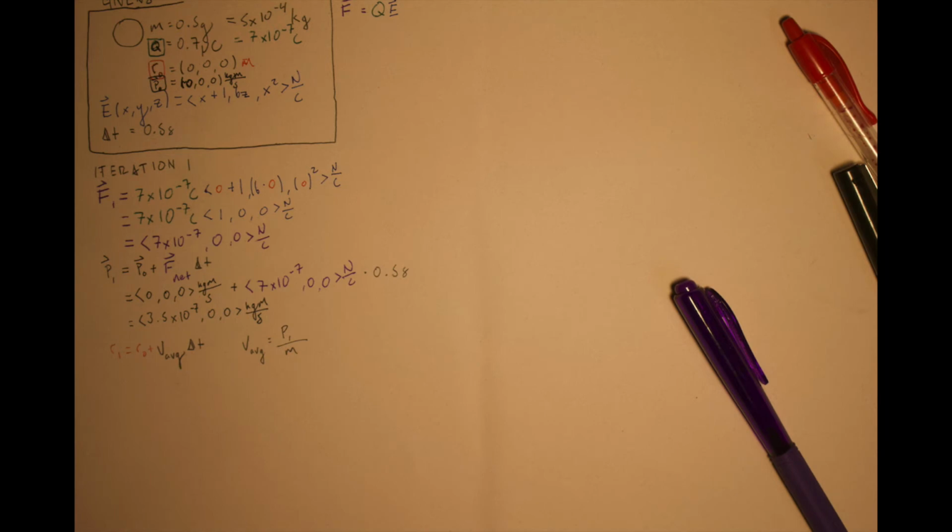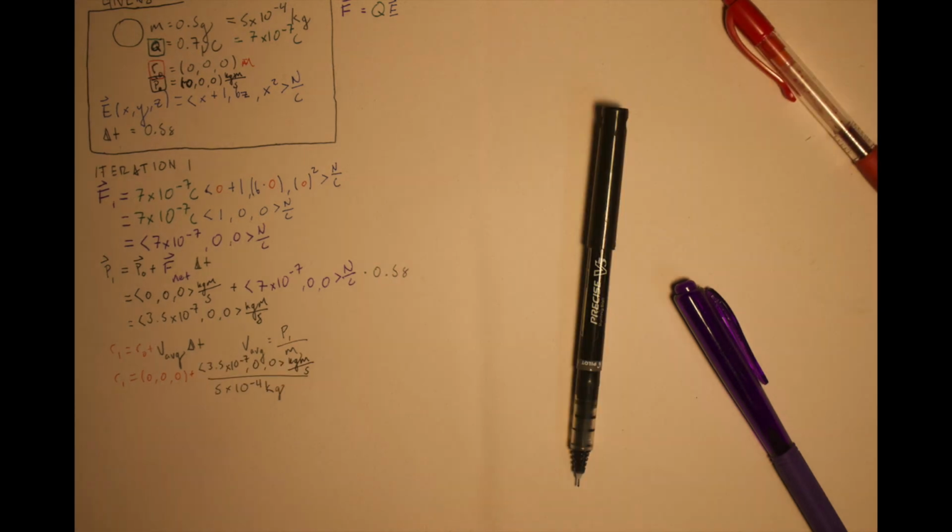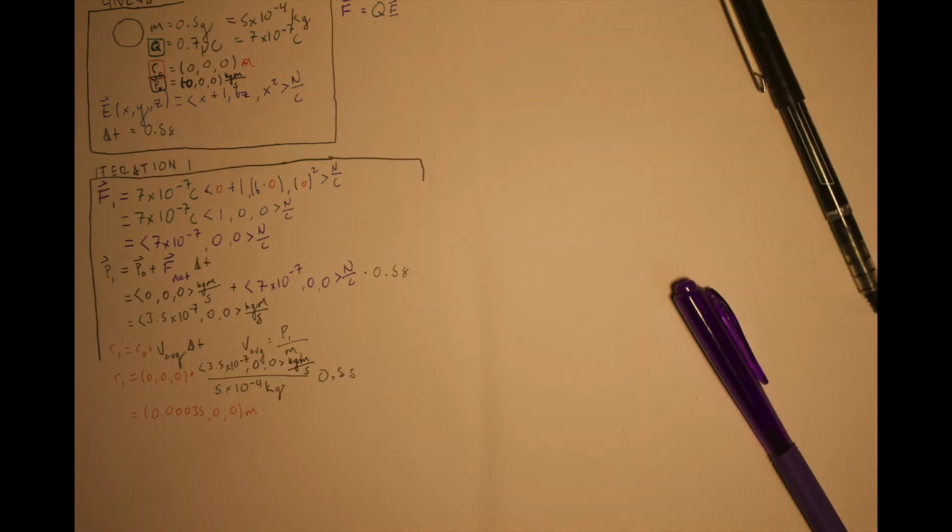For the final step of this iteration, let's find the new position of the point mass. After all, this is critical for finding the strength of the electric field in the next iteration. We can use an approximation of the average velocity over the time interval to determine what our displacement is. After a half second, the point mass has only moved 0.35 millimeters in the x direction.